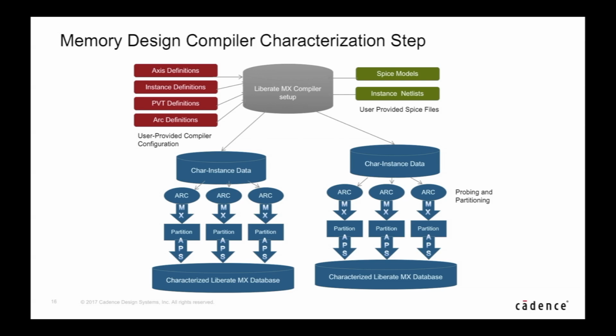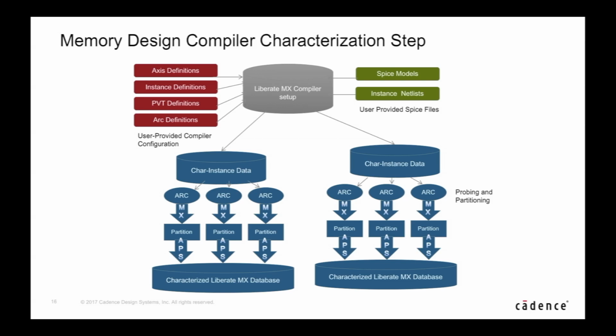So obviously there is a compiler environment in which, starting from a pre-selected set of characterized instances, many more get generated with different types of interpolation in order to cover the complete space. This slide shows you the main components of the compiler characterization solution.